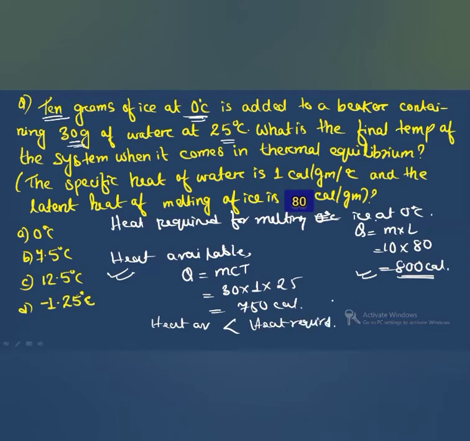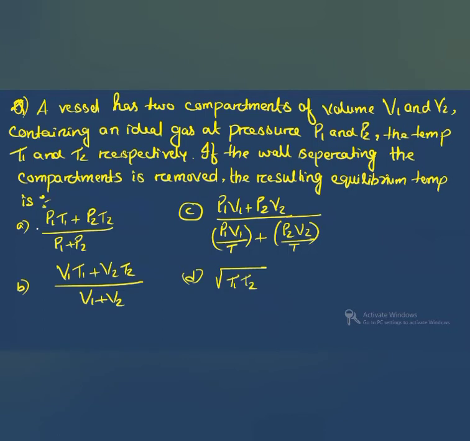So the final temperature, TF, will be equal to 0 degrees Celsius only, because the amount of heat available is not greater than the amount of heat required. So in that case the temperature will not change, it will be 0 degrees Celsius. All right, now let's see the next question.